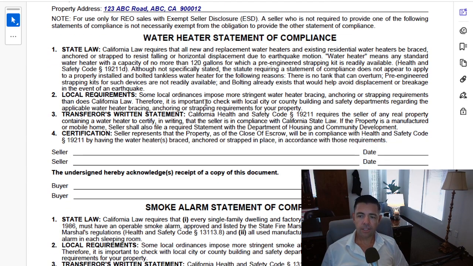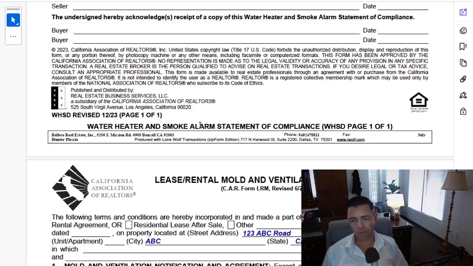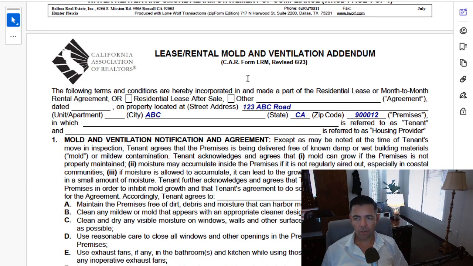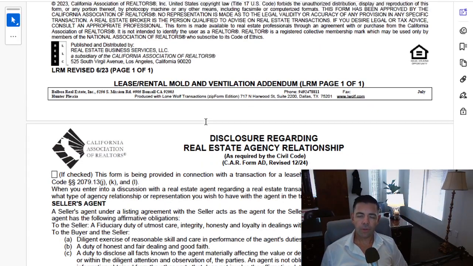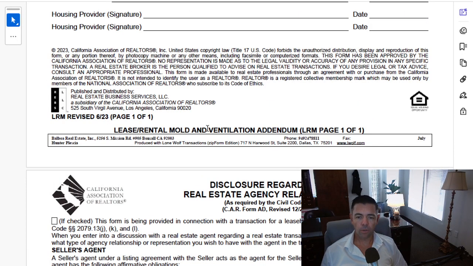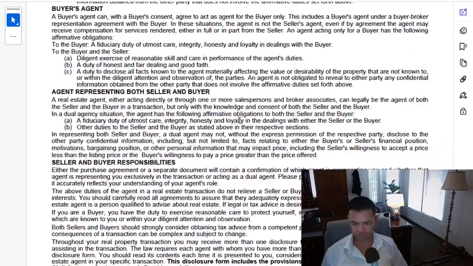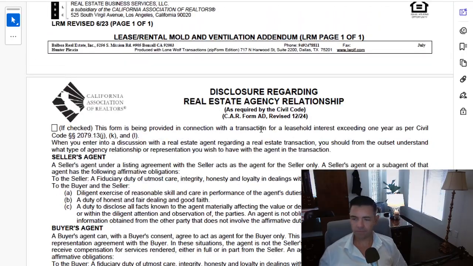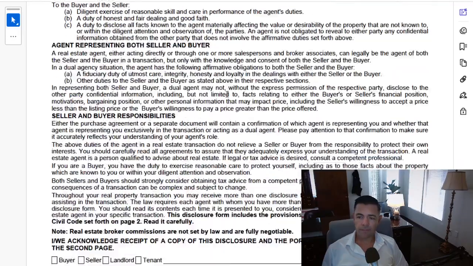Water heater and smoke detector, because it's required by law and you want to make sure that everyone's compliant. Mold, the LRM form, you want to add that in there. Very important. You know what's funny? With all the junk that's bundled together with the lease listing and the lease agreement, they didn't add a disclosure regarding real estate agency relationship, which is required by law. It's a standalone form. With all the junk that they bundled together, they left this out. I don't know. But you need this form, so add it in there.